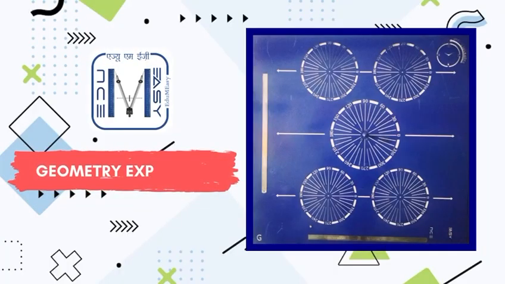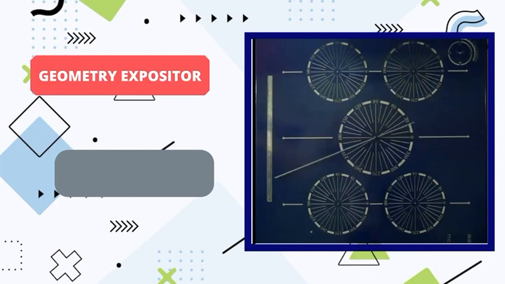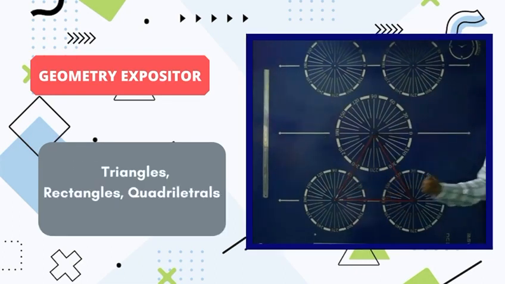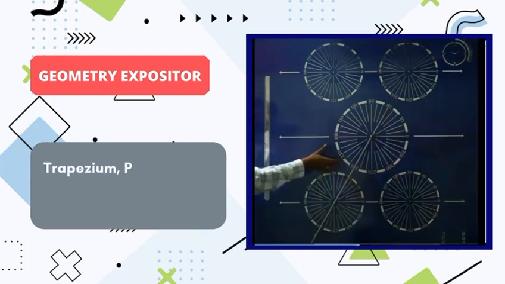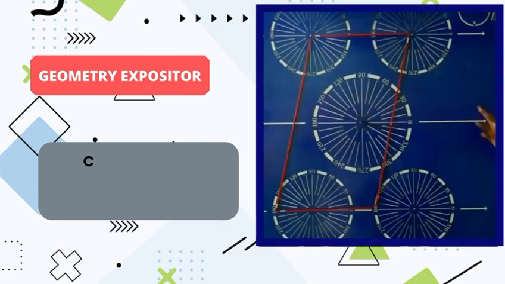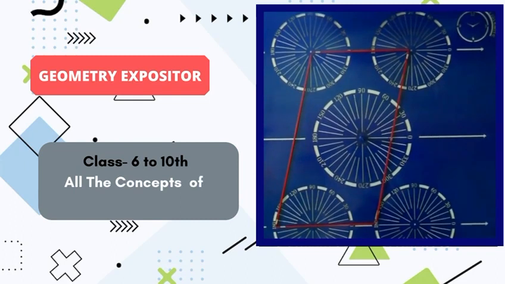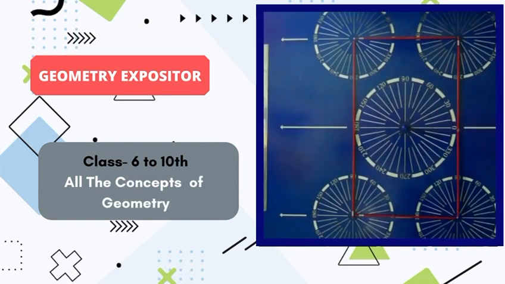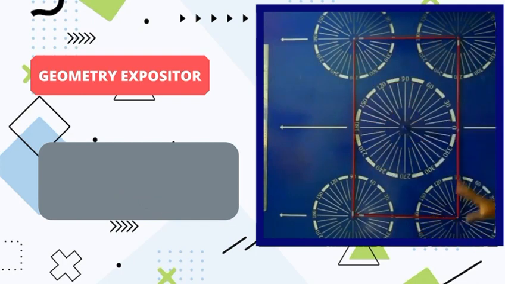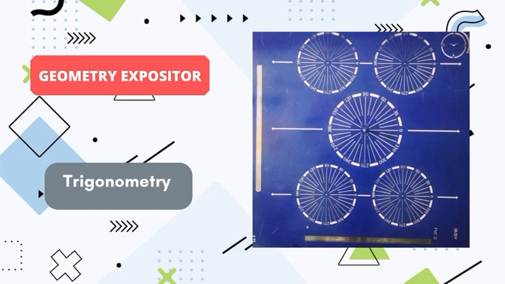Our next equipment is geometry expositor. This actually exposes the entire geometry, be it angles, triangles, rectangles, quadrilaterals, trapezium, parallel lines, regular shapes or irregular shapes. The single equipment is enough to explain all the concepts of geometry. This verifies all the theorems of geometry from classes 6 to 10. This is not the end, but it demonstrates the entire trigonometry in a fantastic way.